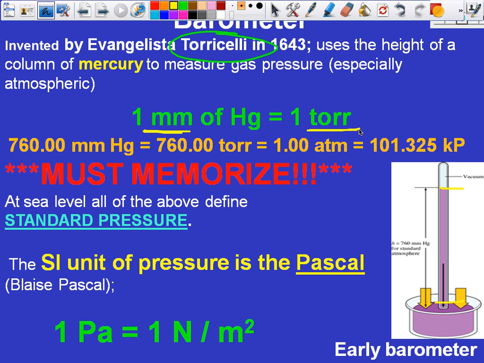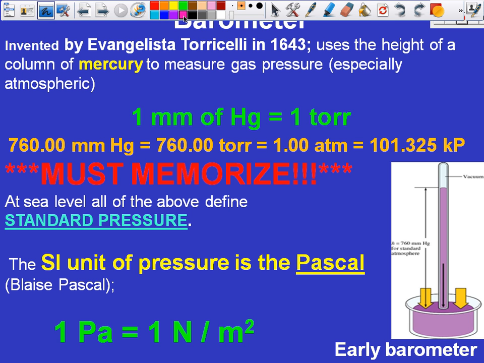So that is one of the hard things about pressures, is that there's so many different units to deal with that you just kind of have to figure out and know some of the conversion factors. So we do know that 1 millimeter of Hg is equal to 1 torr. So 760 millimeters of mercury is equal to 760 torr, but it's also equal to 1 atm. Okay, that's the biggest conversion factor that you must memorize. And here's the even bigger one.